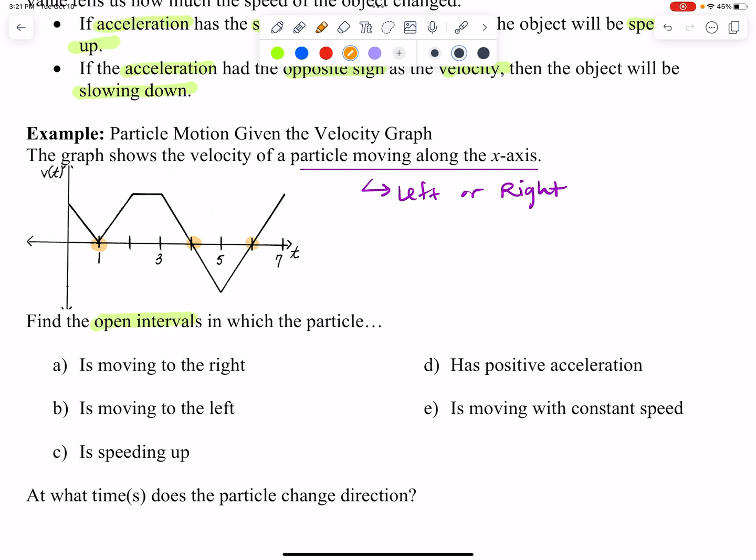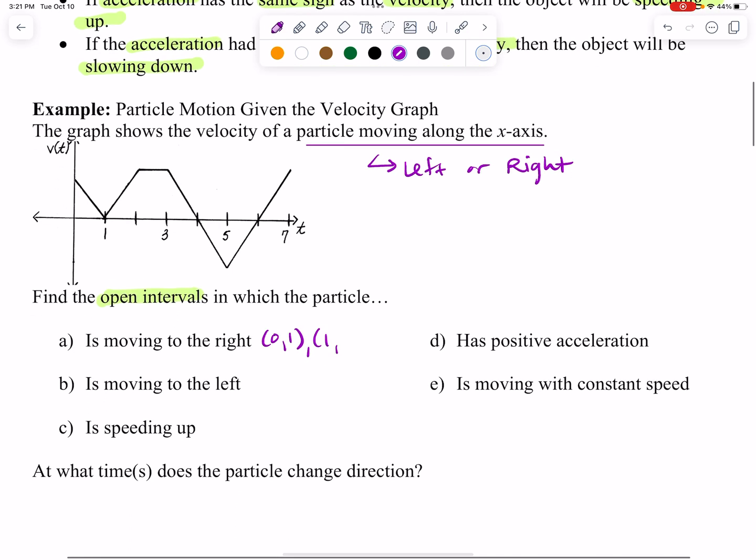So if velocity is going to have a sign change, it would occur whenever v of t is equal to 0. So if there's going to be a change in direction, that's where it would happen. Okay, so listing these intervals, the particle would be moving to the right first on the interval from 0 to 1, and then from 1 to 4, and then from 6 to 7.